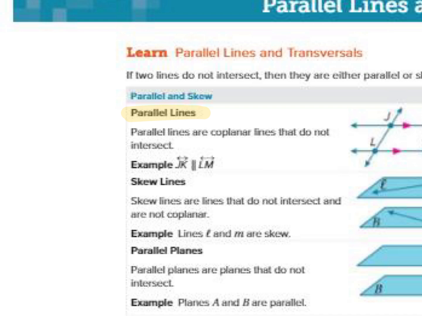So the formal definition states they are parallel lines, they are coplanar lines that do not intersect. That's the kicker. So lines that never ever intersect each other will be parallel. If you think back to algebra, if you remember parallel lines, they have a special property with their slopes. Both lines will have the same slope, okay? And that's what causes those lines to never ever intersect.